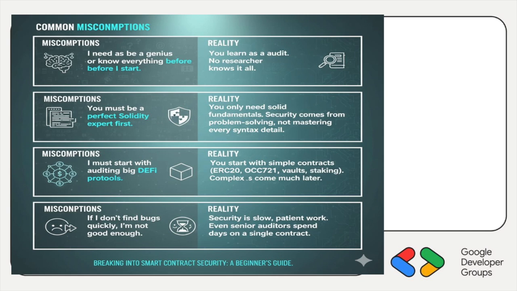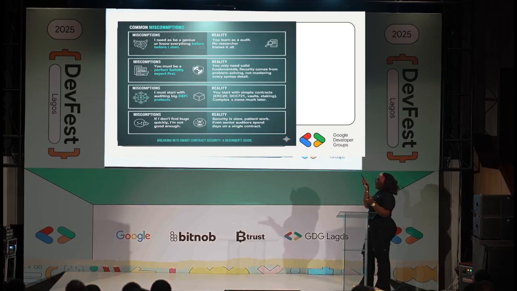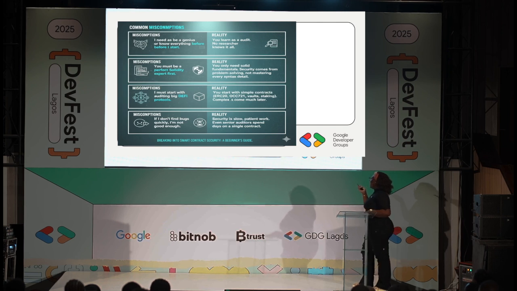Common misconceptions about security researching. Number one is I need to be a genius or know everything before I start. The reality is you learn as you audit. No researcher knows it all. Even me, you find out something new today. There are different tools being built every day. New things are coming out. You must be a perfect expert first? No, you only need solid fundamentals. Security comes from problem solving, not mastering syntax details. You must start with big DeFi protocols? No, you can just start with vaults, staking and all of that.